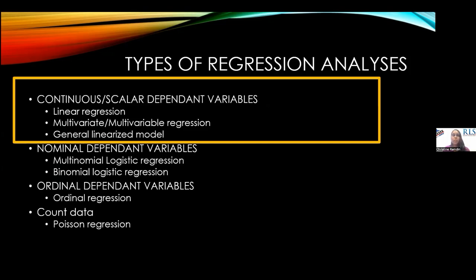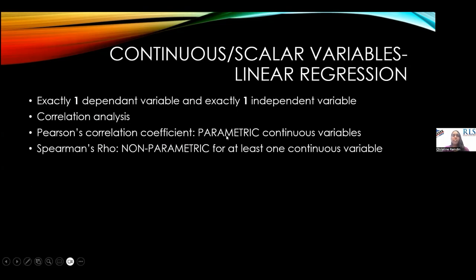Then there's the case where you have one dependent variable, but you have multiple independent variables, and you want to see how each of those independent variables are associated with your dependent variable. That's when you see your multivariate or multivariable regression, and we see that in a lot of papers. And then we also have a very special case called the general linearized model. That's a special case when you are looking at two dependent variables that are both scalar and continuous with the same independent variables. So you have multiple independent variables, but you want to examine their effects on two separate dependent variables.